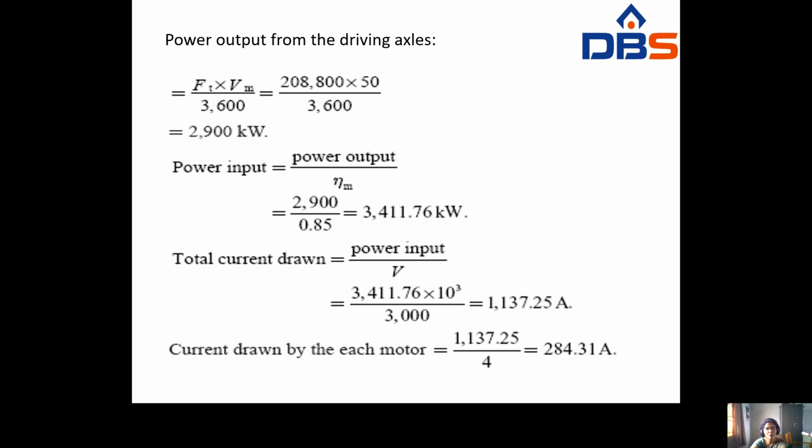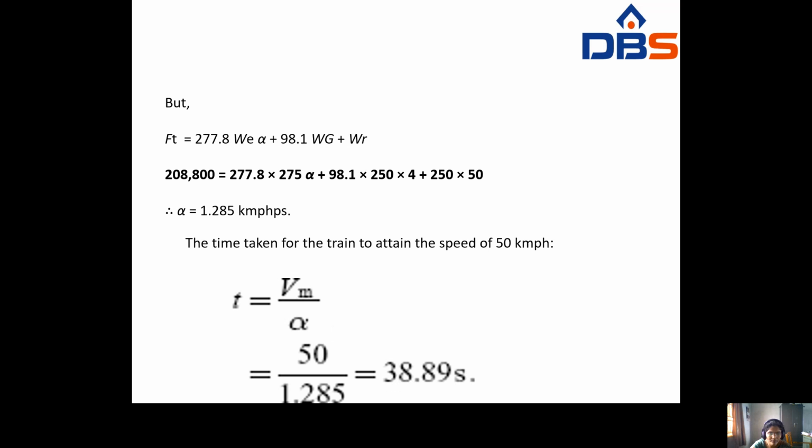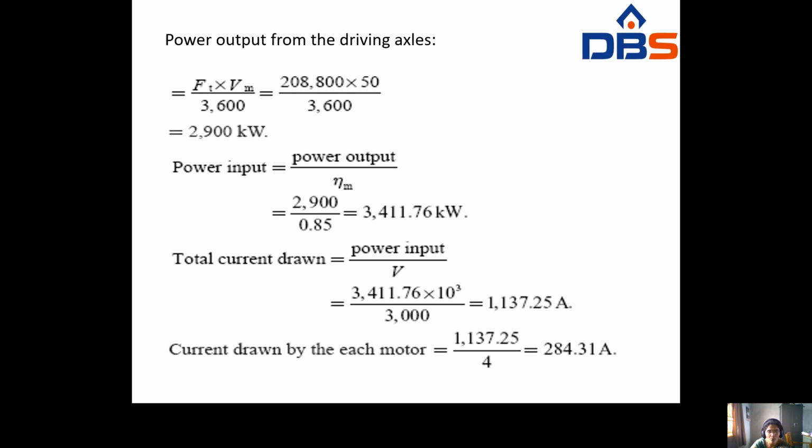So finally, last, we have to find out the power output. Okay, in this problem you also have to find the current during the notching period. So to find out the current value, you have to know the V value and power value. Whenever you have to know the power value, at that time you have to find out the current run by each motor. So what is the formula to find out the power output from the driving axis? Ft Vm by 3600. So 2,08,800 into Vm value 50 by 3600. At that time you can get 2,900 kilowatts.